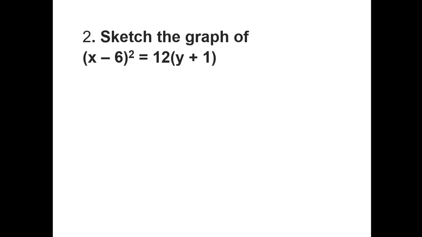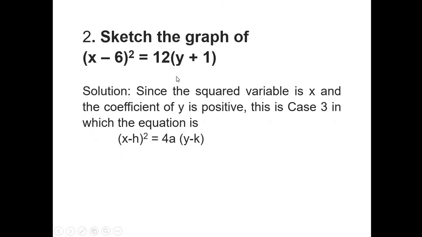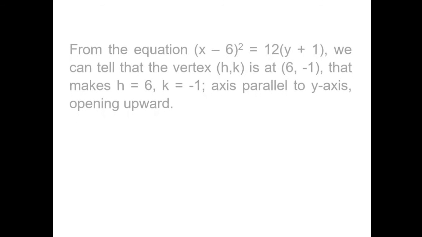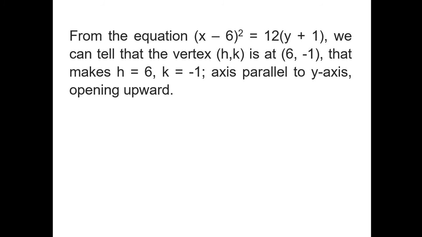Sketch the graph of x minus 6 quantity squared equals 12 times quantity y plus 1. Okay. So, x being squared, 12 is positive. So, this is a parabola that opens upward. This is case 3, right? So, what do you think is the vertex? Makikita na natin sa equation. X is always a partner of h. So, 6 ang h. K naman is negative 1. So, the vertex at 6, negative 1. X is parallel to y-axis and opens upward.